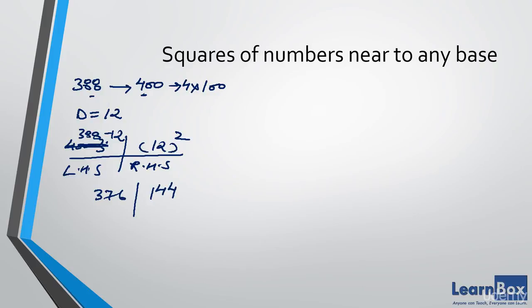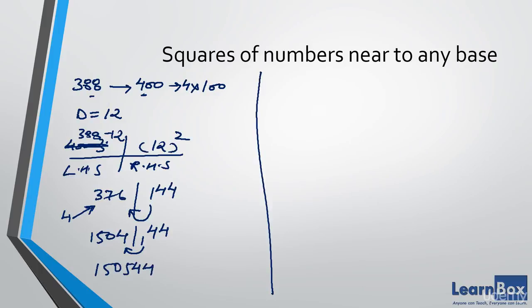Now since the base is 400, we only have 2 digits in RHS, so we'll have to carry forward this 1 towards LHS, but before that we'll have to multiply 376 with 4, since we have taken base as 4 into 100. So this becomes 1504 in the LHS and 144 in the RHS. This 1 will be carry forwarded, so the answer is 150544.